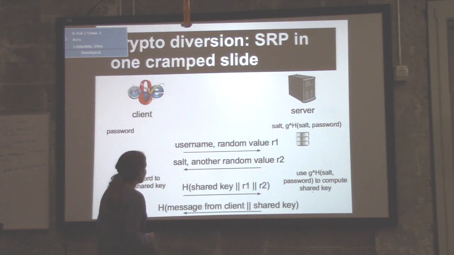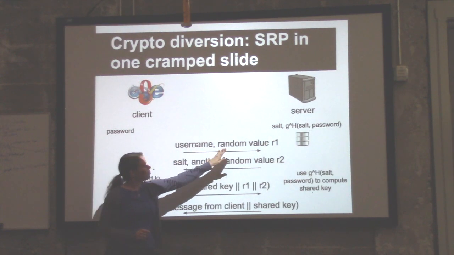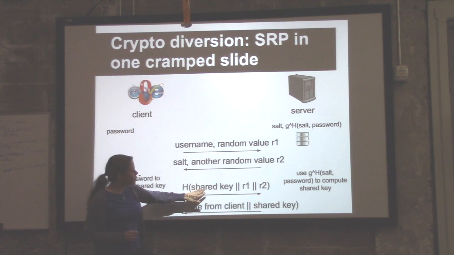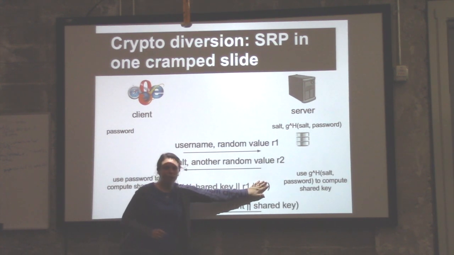Okay. So I would see the username, random value, salt. Imagine this didn't exist. The hash of the shared key and the first random value, but not that one.